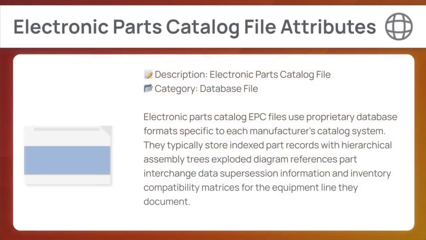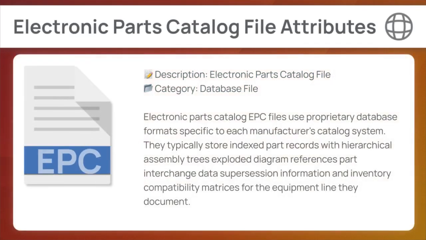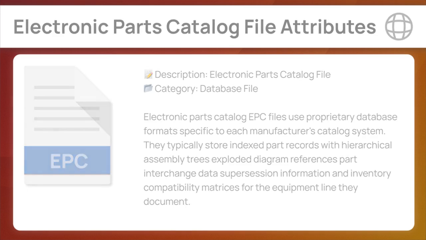Electronic parts catalog EPC files use proprietary database formats specific to each manufacturer's catalog system. They typically store indexed part records with hierarchical assembly trees, exploded diagram references, part interchange data, supersession information, and inventory compatibility matrices for the equipment line they document.